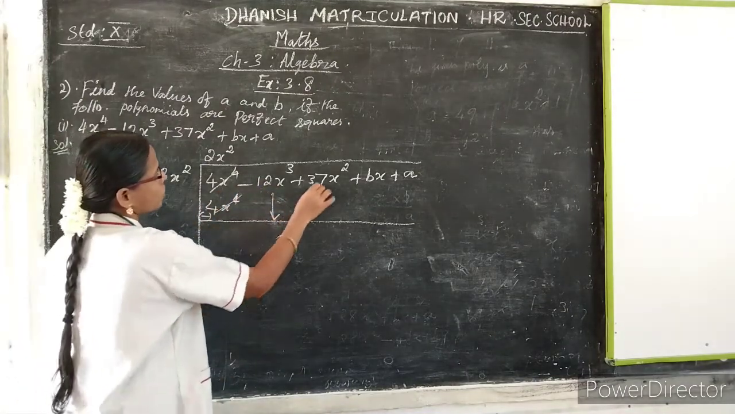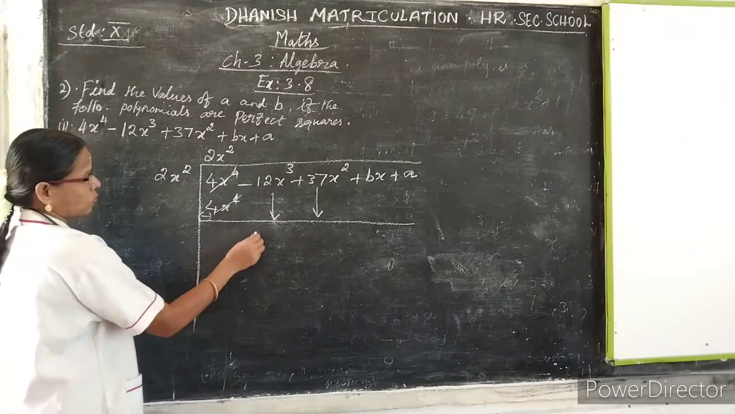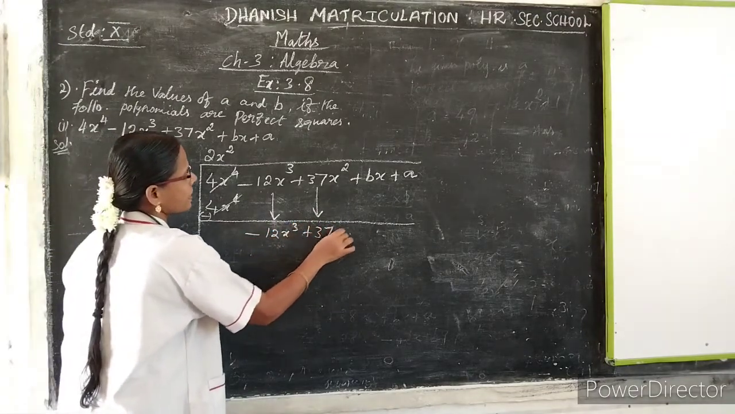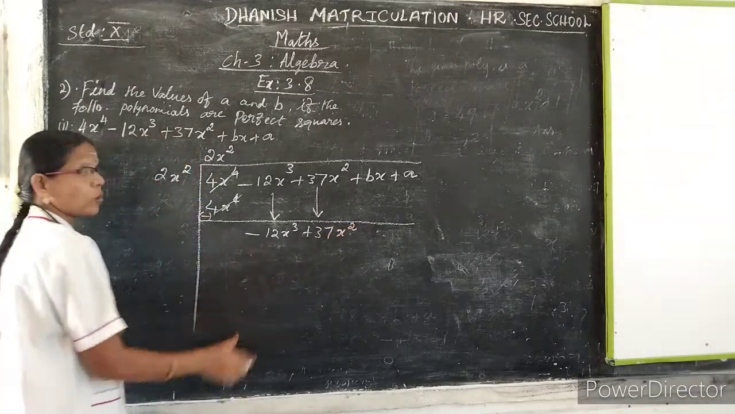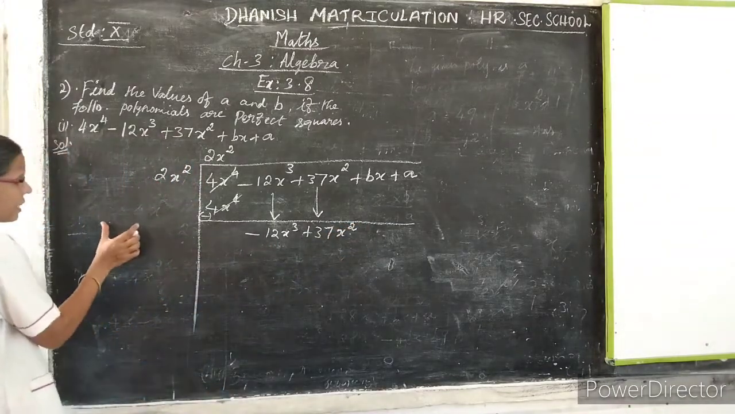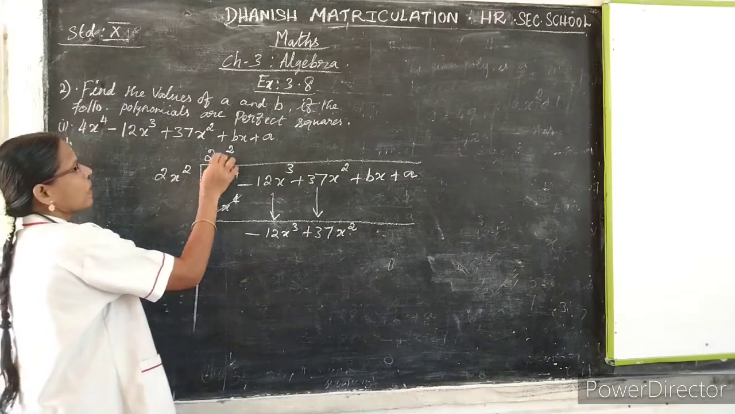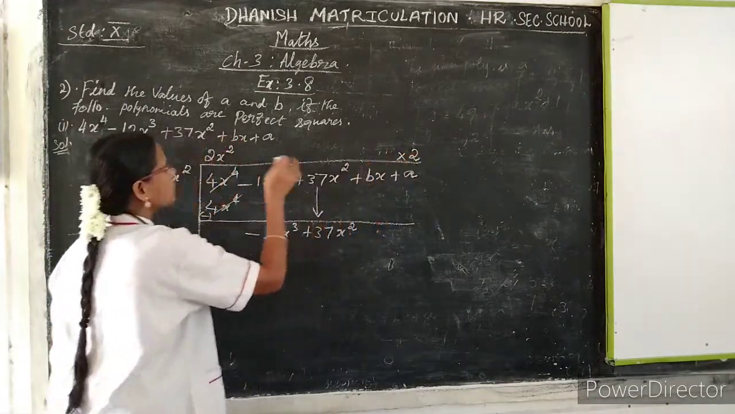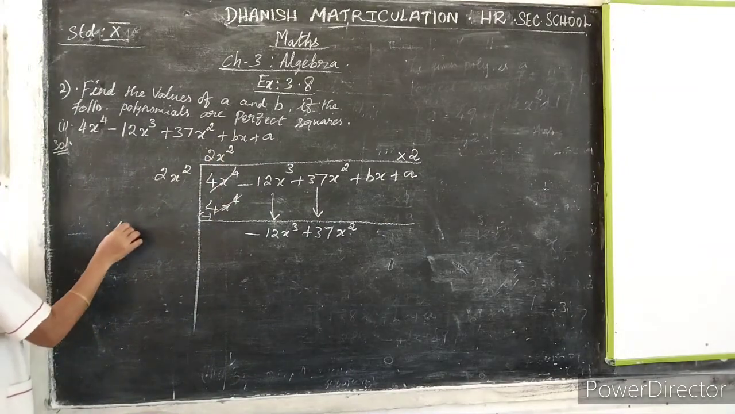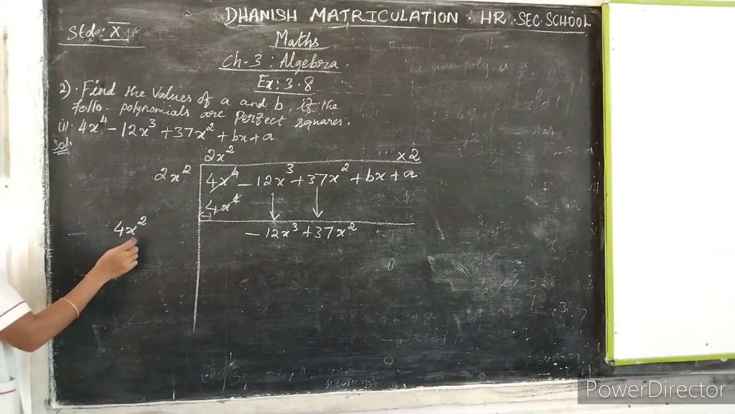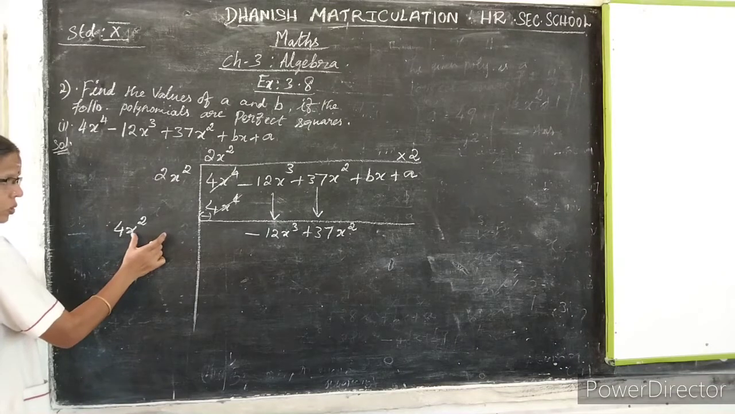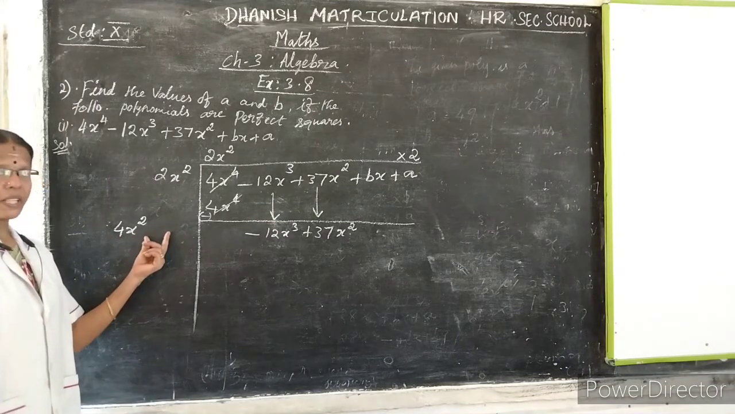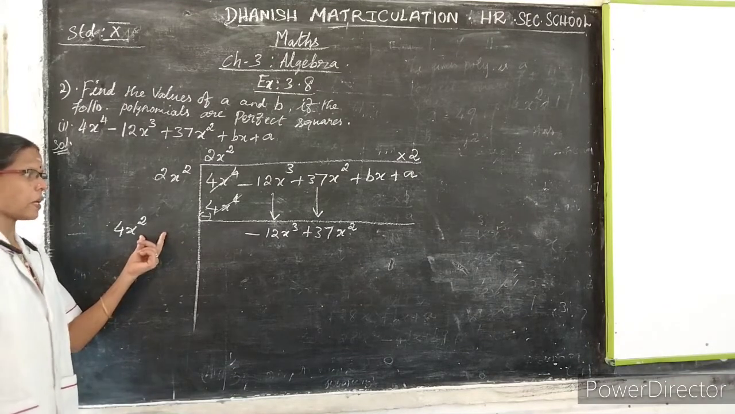Now write these two terms down: -12x^3 + 37x^2. This is our new dividend. Now write the divisor. Multiply the quotient part by 2. 2 2s are 4x^2. Our divisor should be in two terms. The first term only we know. Find the second term of the divisor polynomial.